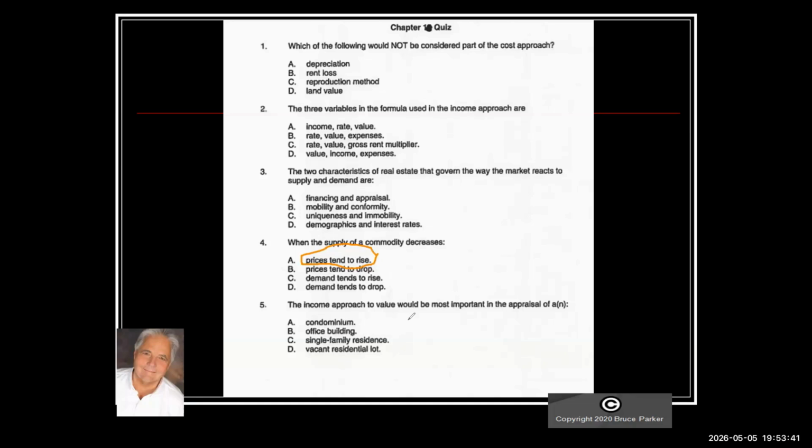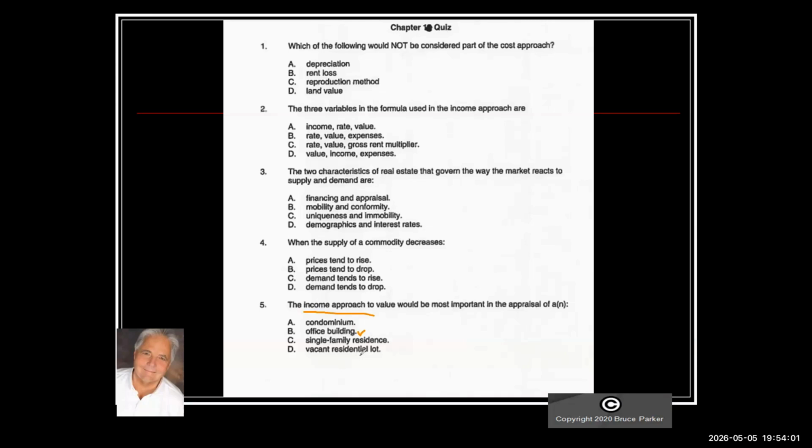Number 5, the income approach to value would be most important in the appraisal of what? What do we use the income approach for? For an office building. What do we use for a condominium? Comparable sales. What do we use for a single family residence? Comparable sales. What do we use for a vacant lot?